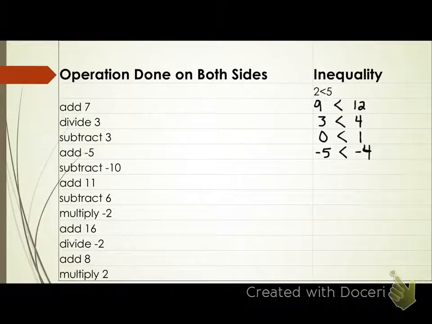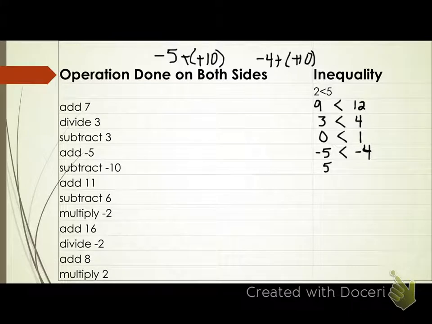Now we're subtracting negative 10. So I've got negative 5 minus negative 10. What happens if I have two negatives right next to each other like that? Turns into a positive. Stay, change, change. So I get negative 5 plus 10, which is 5. Same thing with my negative 4 minus negative 10. I've got to stay, change, change. What's negative 4 plus 10? 6.